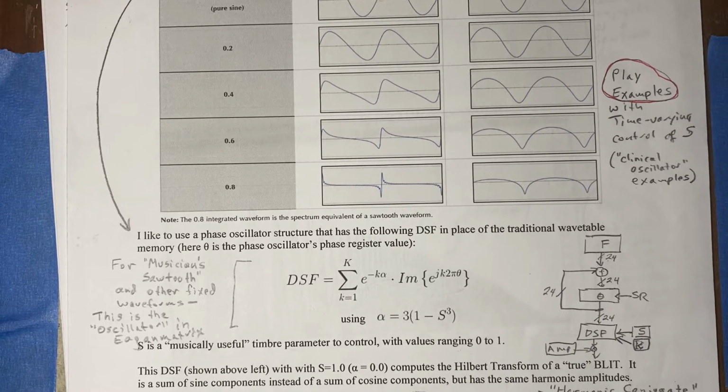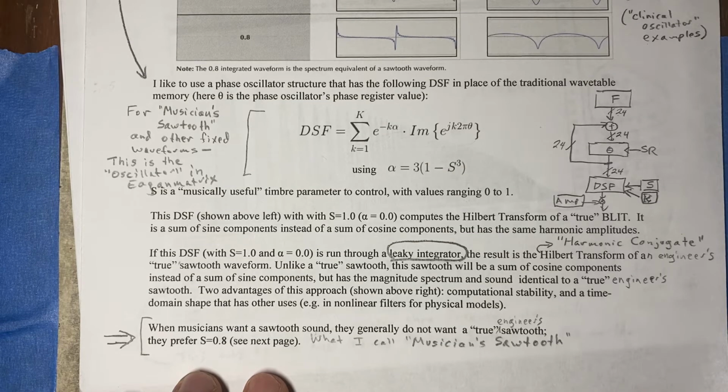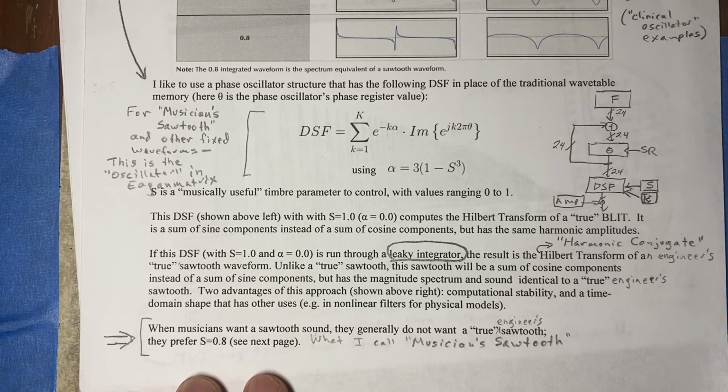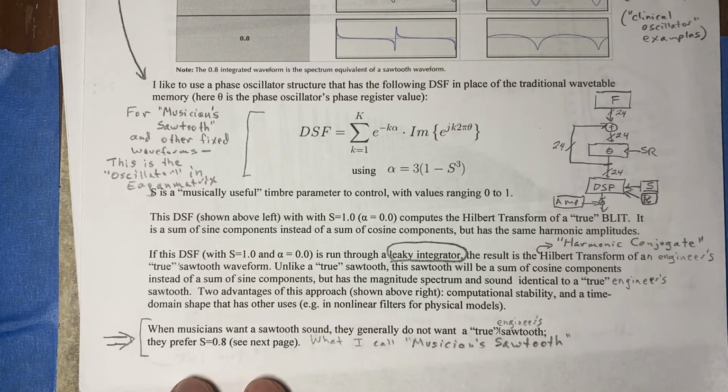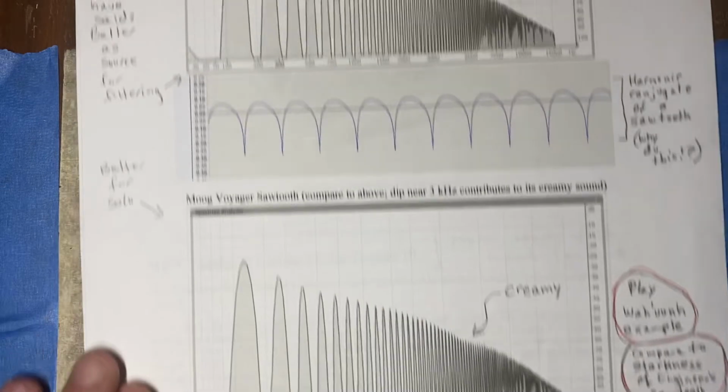Okay, so I'm going to say here, though, when musicians want a sawtooth sound, they generally do not want the true engineer sawtooth. They prefer S equals 0.8. What I want to call the musician's sawtooth, just to distinguish it from a perfect sawtooth shape with a perfect sawtooth spectrum. When I say engineer sawtooth, I want something that's not aliased. Something that's aliased is just garbage, but something that has a perfect spectrum all the way up to the half sample rate, that's a perfect engineer sawtooth. But often that's not really what people use.